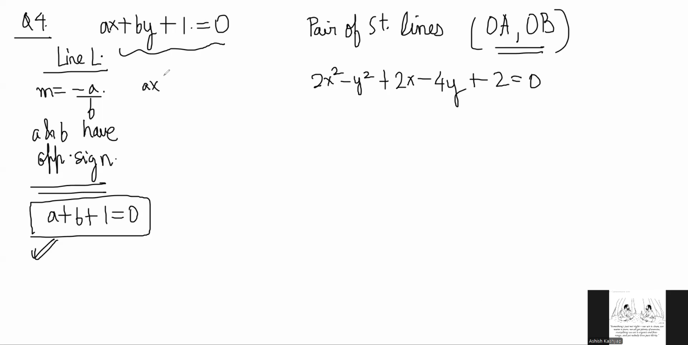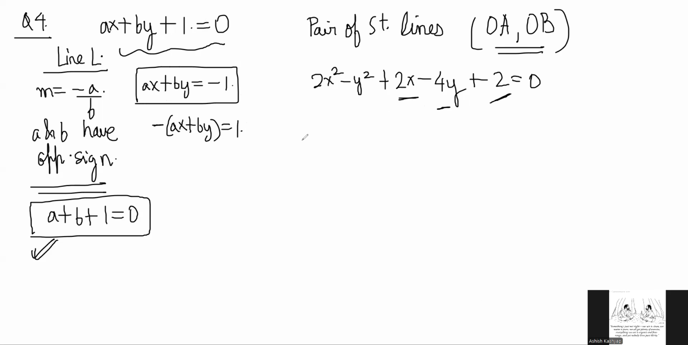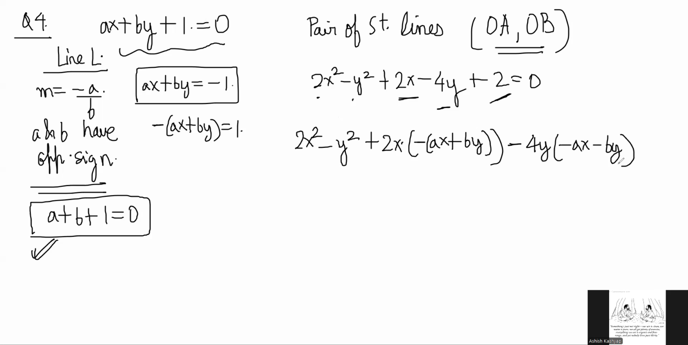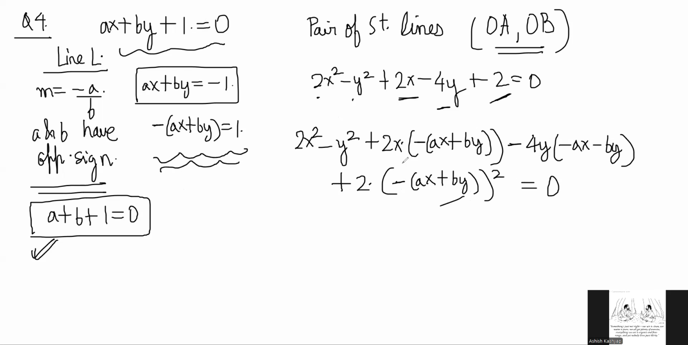To homogenize it, I need to write it like this. This is minus 1, so minus of (ax plus by) is equal to 1. I will use that in all the linear terms and the constant term, so that all terms are of degree 2. I will do nothing to the first two terms because they are already degree 2. Then plus 2x into minus of (ax plus by), because that is the same as 1, and minus 4y into minus of (ax plus by), and plus 2 into the square of this. This equation is unchanged, but we have used this value to homogenize everything.